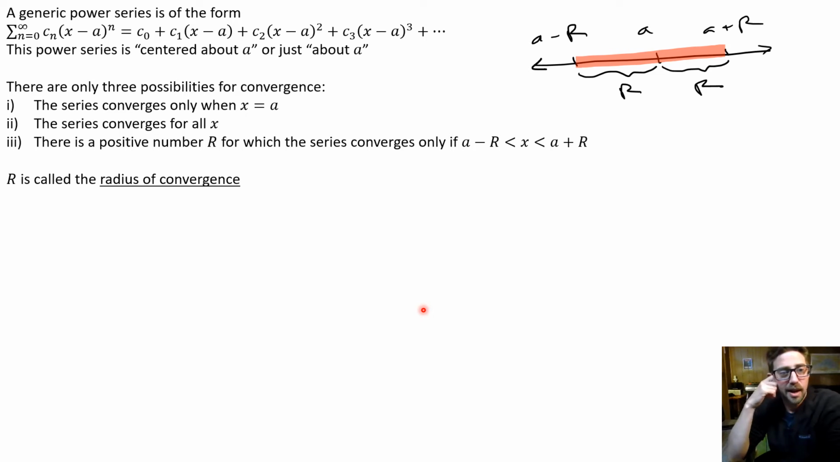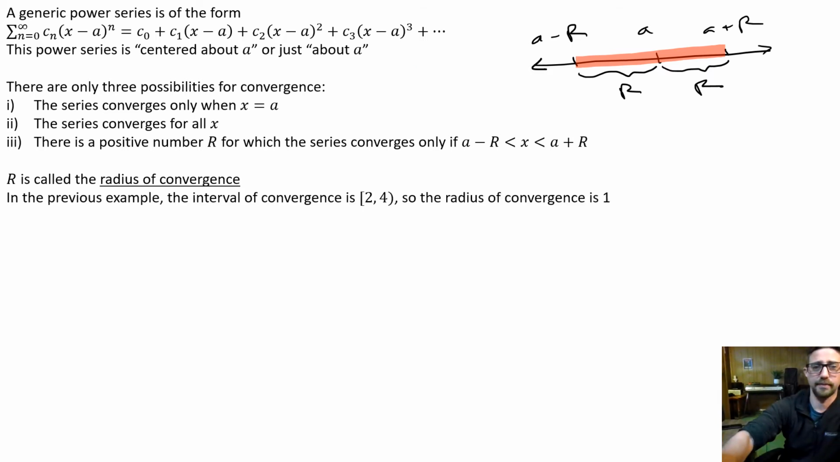So the word for r is the radius of convergence. Very cool, fancy math word. And it always applies. So in the second case, the radius of convergence is infinity, kind of. And in the first case, it's 0, because it only converges for one discrete number. In most normal cases, like the kind we're going to see, there is an interval of convergence that's symmetrical about this number a, or whatever the power series is centered about.